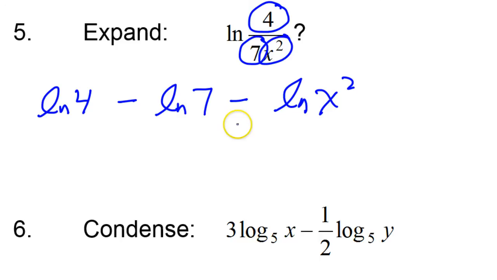All right, why is this not my final answer? You have to move that exponent, turn that squared into a 2 as a coefficient. So I'll just move this 2 up front. So that would be my final answer to number 5.